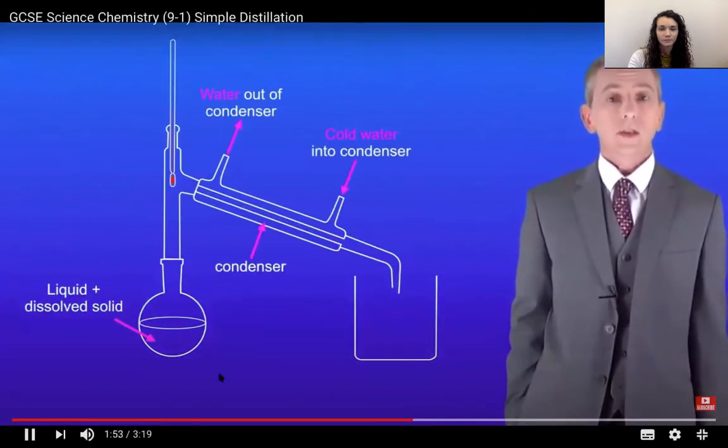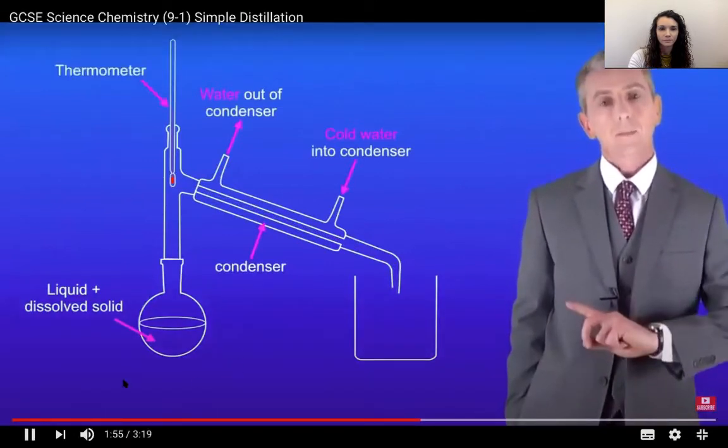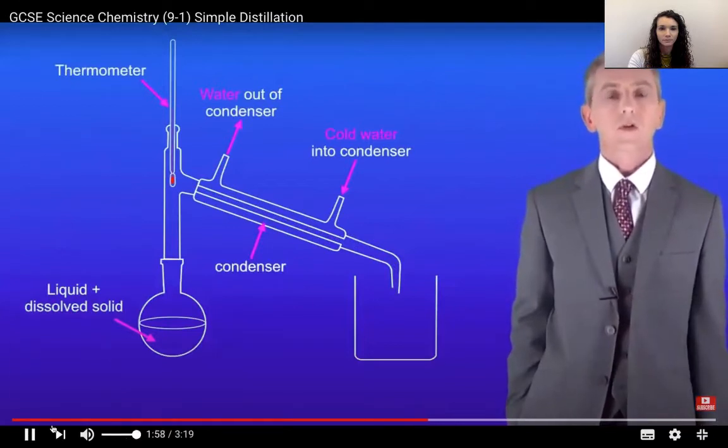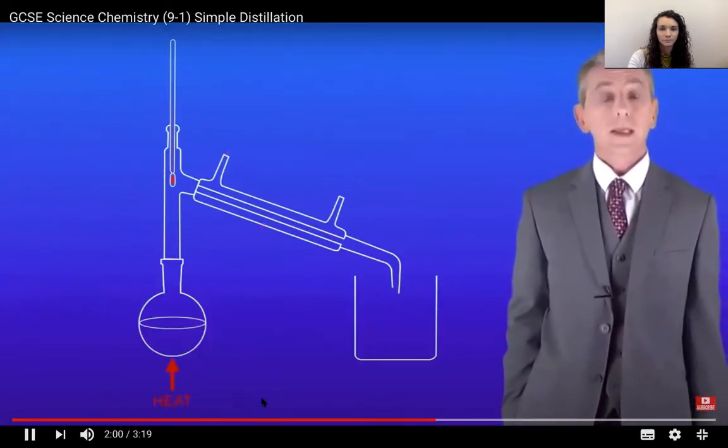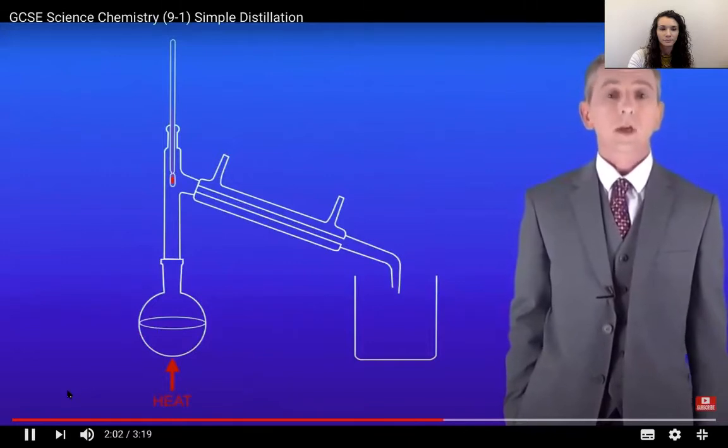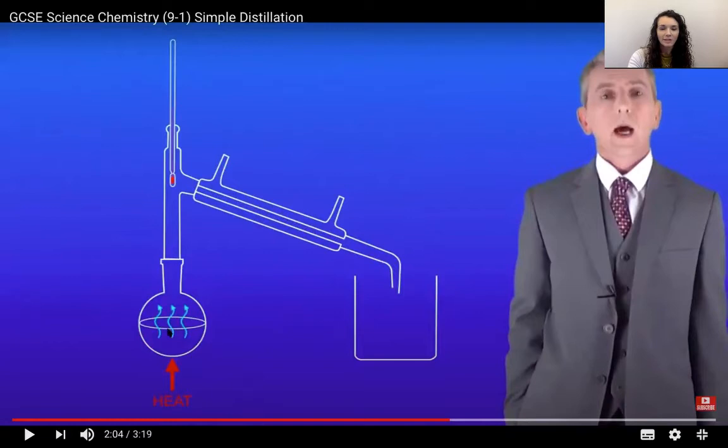We've also got a thermometer as part of the apparatus here. So let's see how this works. We start by heating our solution, for example, by using a Bunsen burner. So if you've ever carried out this practical at school in a lab, then you would have used a Bunsen burner to do it. So the mixture here is heated.